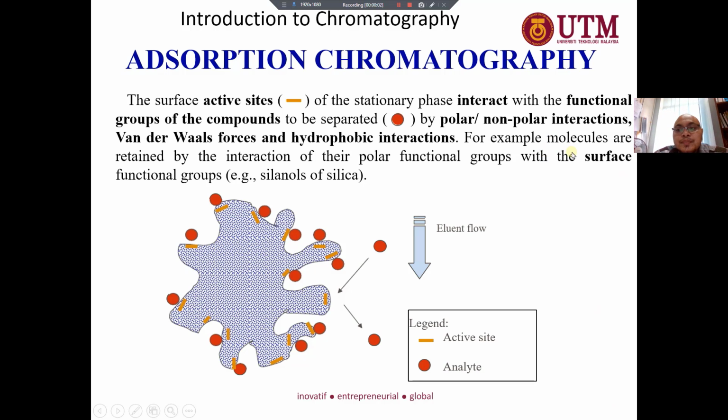Before we go further, in partition chromatography, the interaction is between two immiscible phases, where the analyte must interact with the liquid phase by absorption. For adsorption chromatography, the interaction is with the surface active site of the stationary phase. So it is adsorption on the surface only.